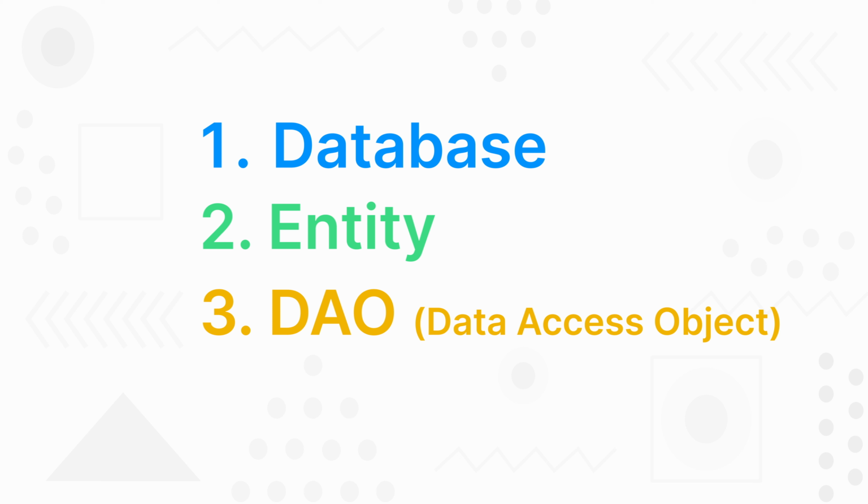Now there are three significant components in Room library. First one is database, that holds the database and serves as the main access point for the underlying connection to your app's persisted data. Second one is entity, it represents a table in your app's database. And third one is a DAO. DAO is a short form for data access object that provides methods that your app can use to query, update, insert and delete data in the database.